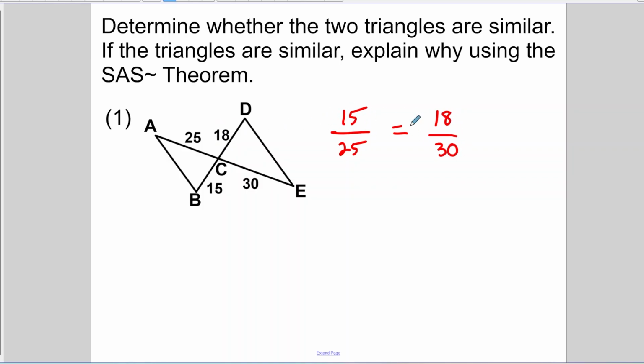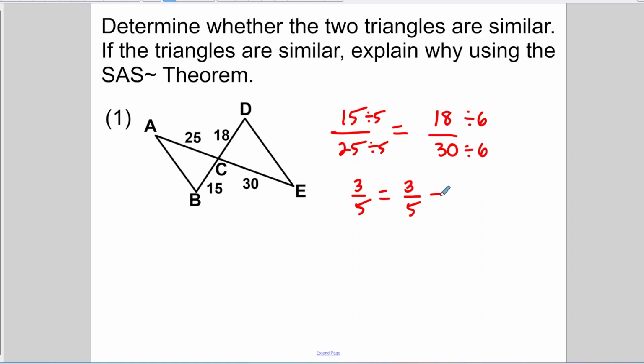So for this, I could use a calculator, or I could just reduce this fraction. I could divide by 5, and reduce this down to 3/5. And then the second triangle, I could divide the top and bottom by 6 and that's going to reduce the second fraction down to 3/5 as well. So this tells us that the pairs of sides are in proportion.